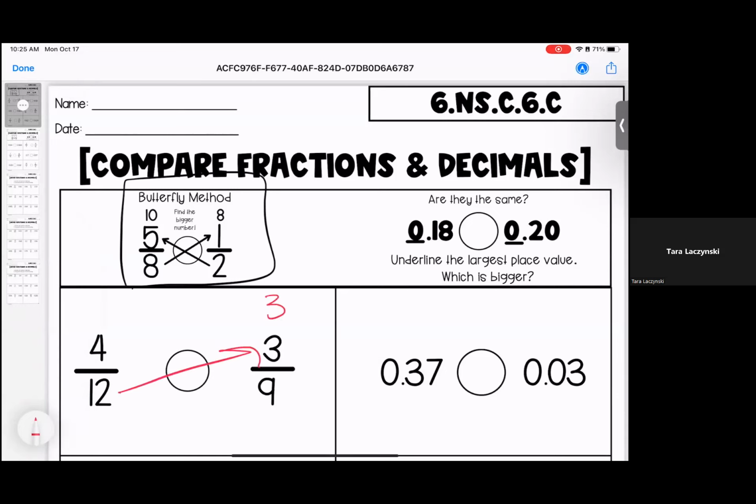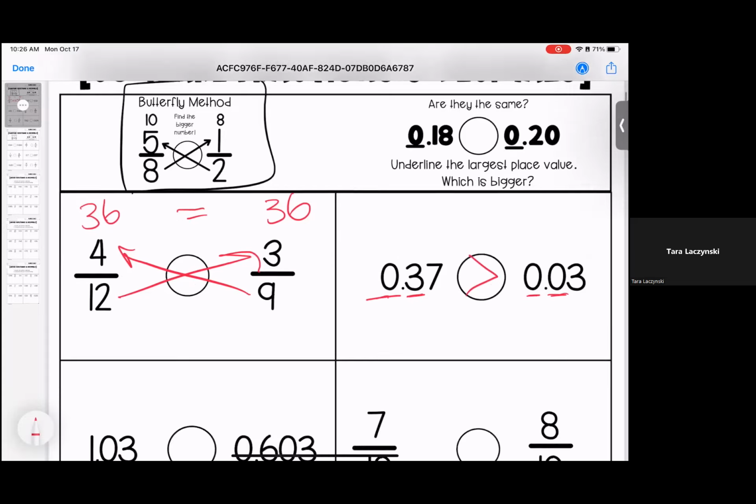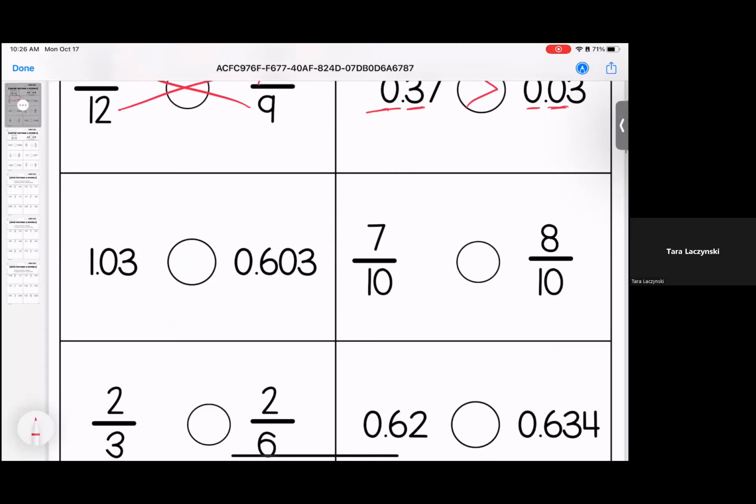12 times 3 is 36. 4 times 9 is 36. These are equivalent. Coming over to my decimals, 0 and 0 are the same. 3/10 and 0/10. 3/10 is greater. Starting over here, 1 whole, 0 wholes. I don't need to go any further with that one.